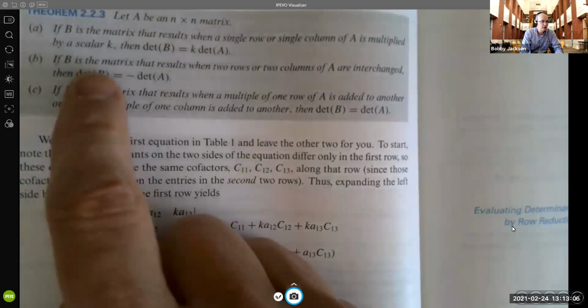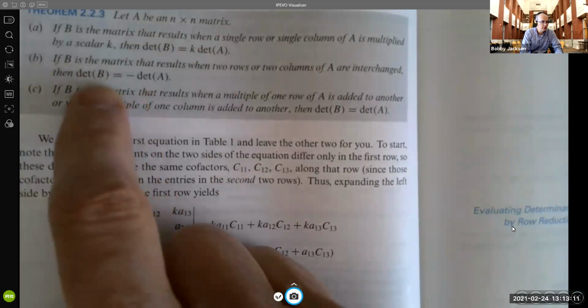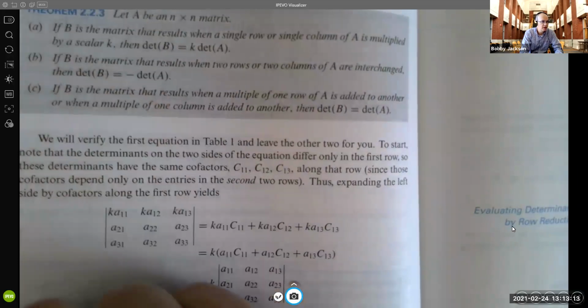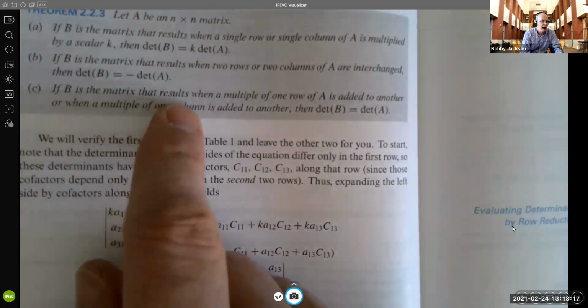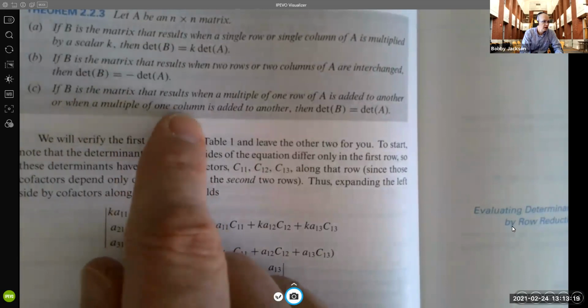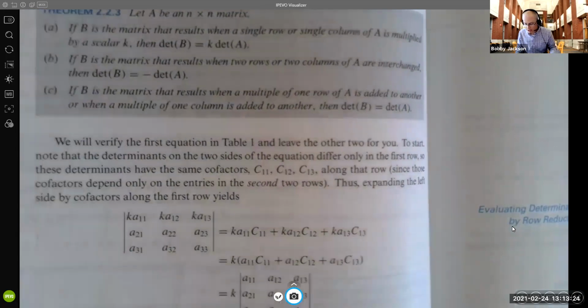The others are pretty straightforward. If we interchange two rows, we change the sign. The determinant of the new matrix is -1 times the determinant of the original matrix. And here's the neat thing: if we add a multiple of one row to another, the determinants are the same. They don't change. So that's going to be key in this process.